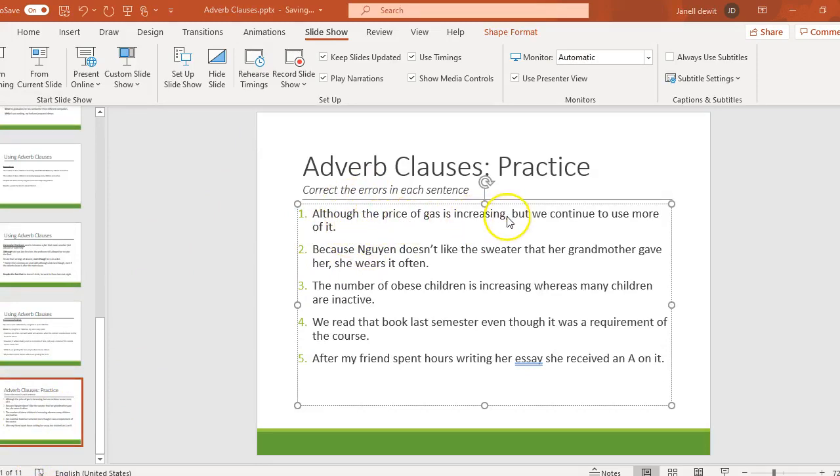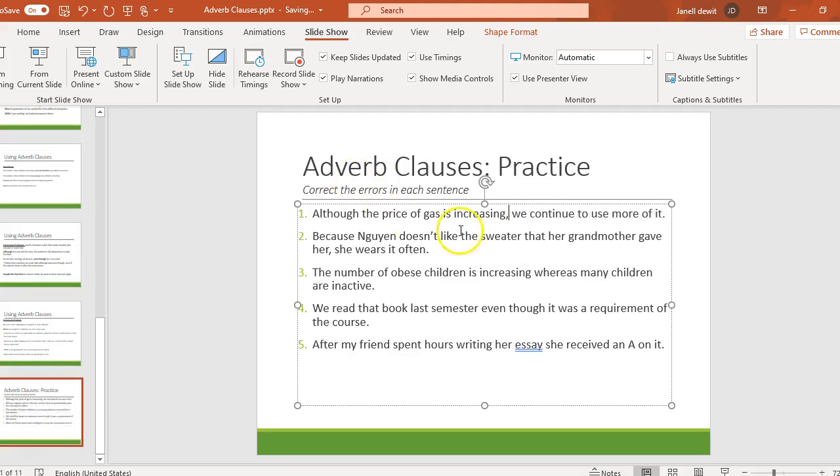Although the price of gas is increasing, but we continue to use more of it. So this one has an error because it uses 2 conjunctions. We can only use one conjunction in each complex sentence. So we need to take off either although or but. So I'm going to go ahead and remove but. Although the price of gas is increasing, we continue to use more of it.